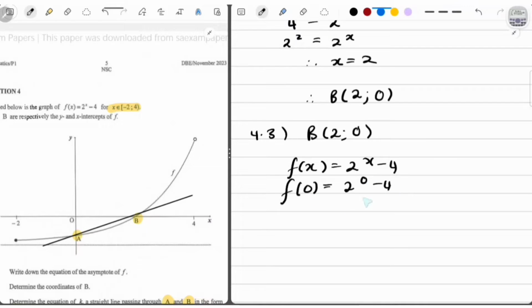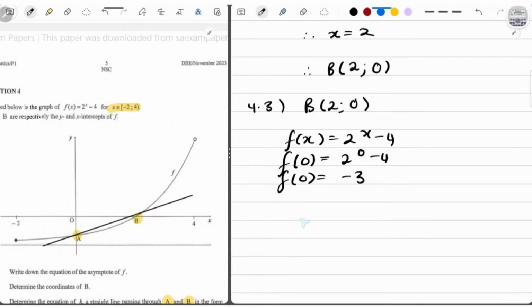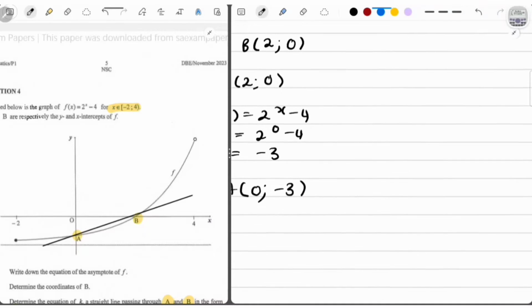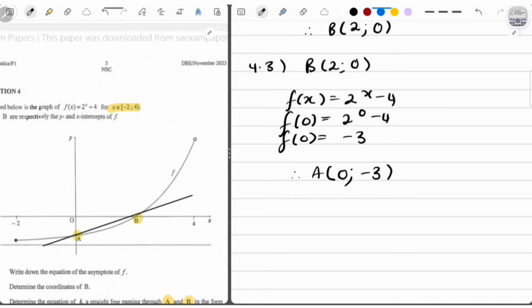2 to the power of 0 minus 4. f of 0 is equal to anything to the power of 0 is 1, so that's 1 minus 4, which is negative 3. So it means that A is actually, the x value is 0 because it's a y-intercept, and the y value is negative 3. There we go. We have 2 points now. We can use this to find the equation of that line.